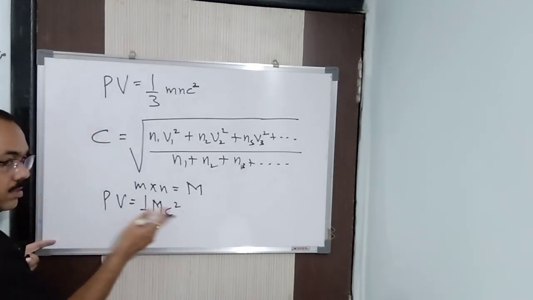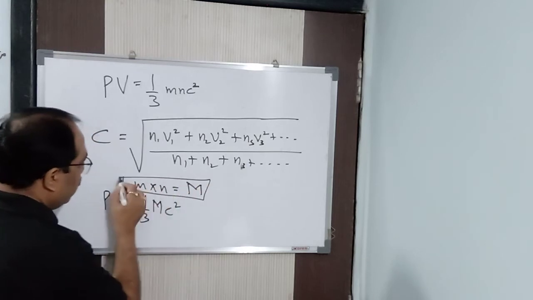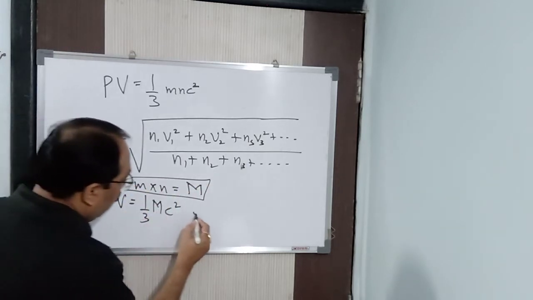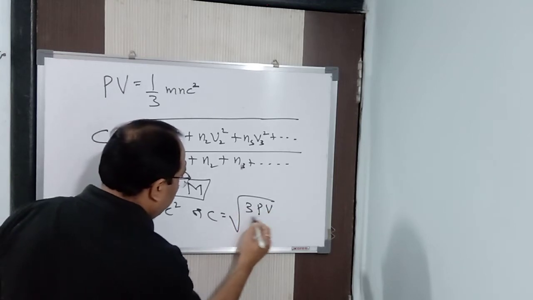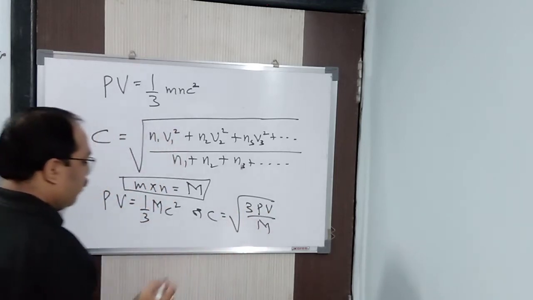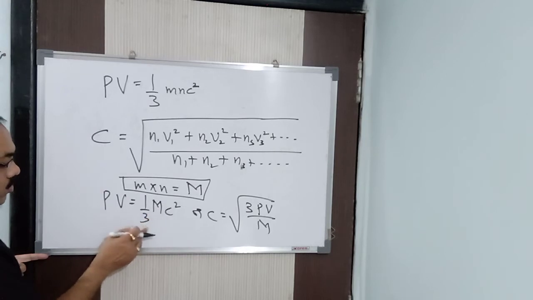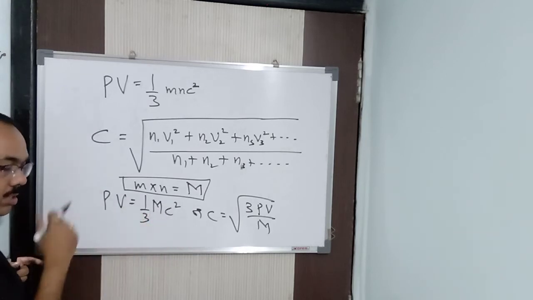Is that right? mc square. PV is equal to 1 by 3 mc square, or C is equal to root over of 3 PV by M. We can say that.